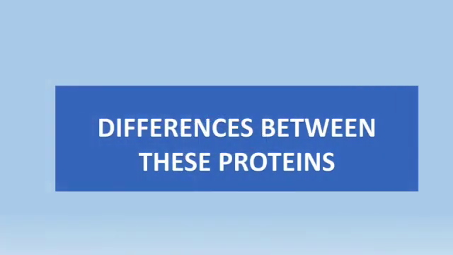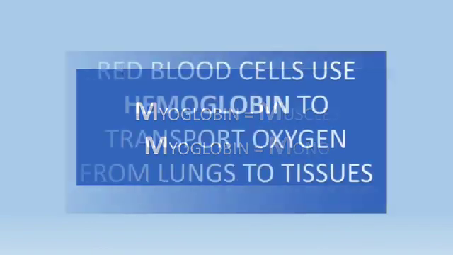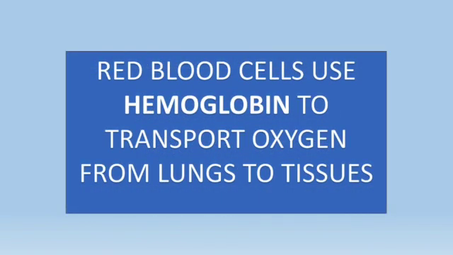So let's talk about the differences between these proteins other than their structures. Think myoglobin stands for muscles. This is what carries our oxygen to our muscles. Remember from Gen Chem, mono means 1, so you can remember that myoglobin has 1 subunit and therefore binds to 1 oxygen molecule. Hemoglobin is going to be carried everywhere else in our bodies, in the lungs, tissues, and it even carries oxygen to myoglobin.